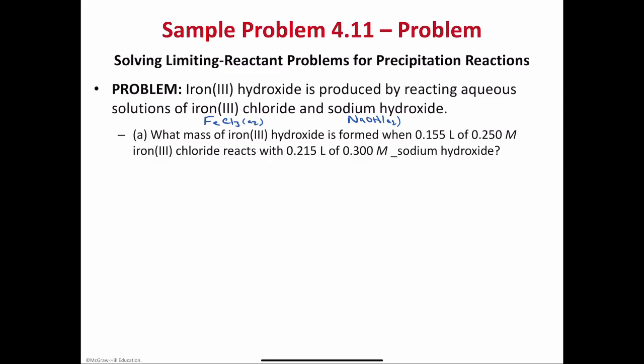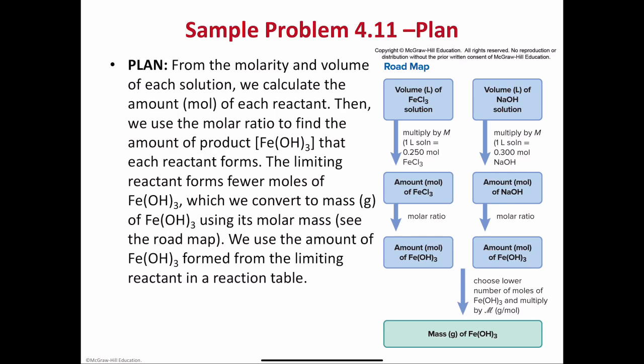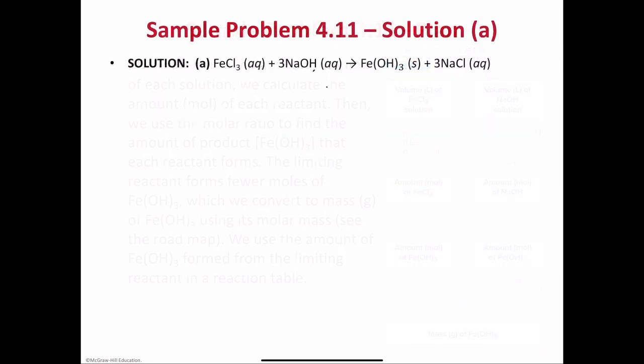The first thing we should do here is come up with a balanced equation. Here's the plan laid out in our textbook. From the molarity and volume of each of the solutions, and we were given both molarities and both volumes for the iron(III) chloride and the sodium hydroxide, we use the molar ratio to find the amount of iron(III) hydroxide that forms. Whichever is the limiting reactant is the one that forms fewer moles of iron(III) hydroxide, and we convert that to mass. Let me show you how I would do it.